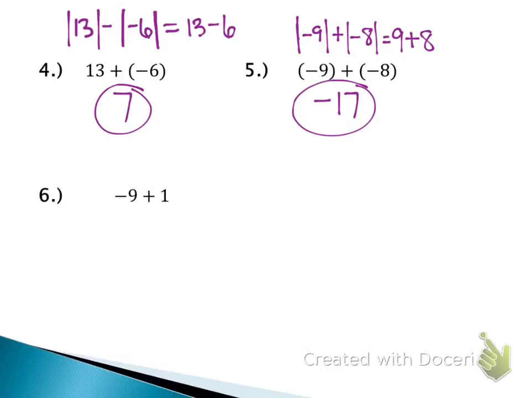Finally, on number 6, we are adding with different signs, so we are going to subtract the absolute values and keep the sign of the number with the bigger absolute value. So, Tariana, what's the absolute value of -9? 9. And the absolute value of 1? Wonderful. We subtract them, we get 8. Which number had the bigger absolute value? The 9. The 9 started out negative, so my answer is negative.